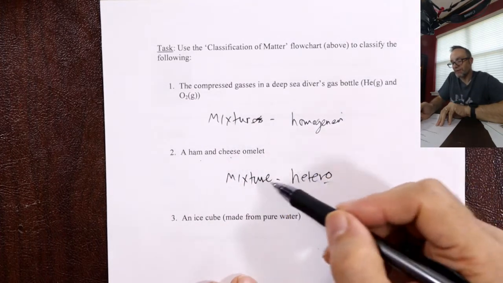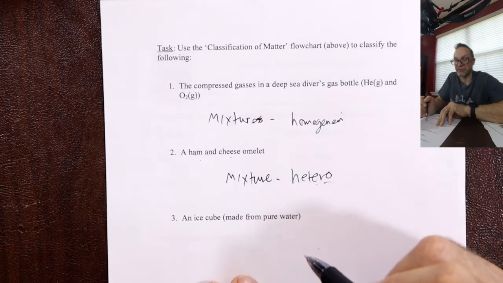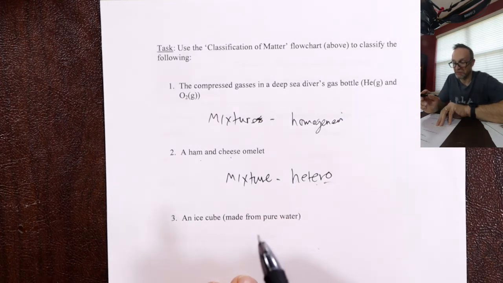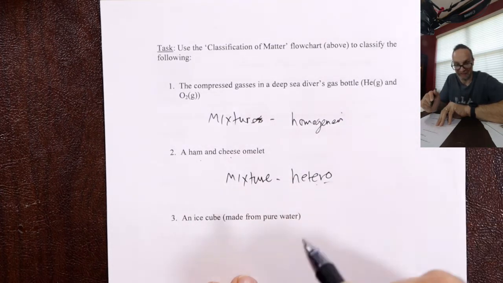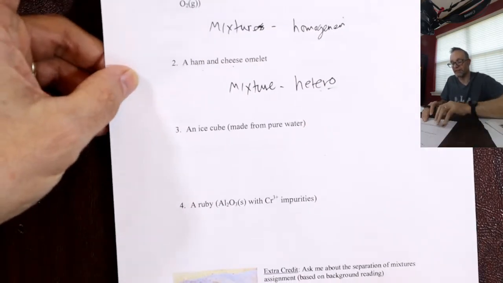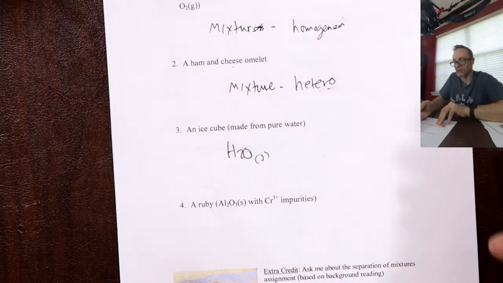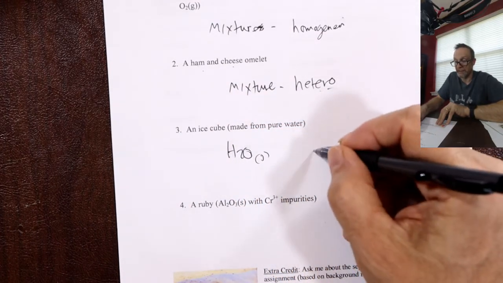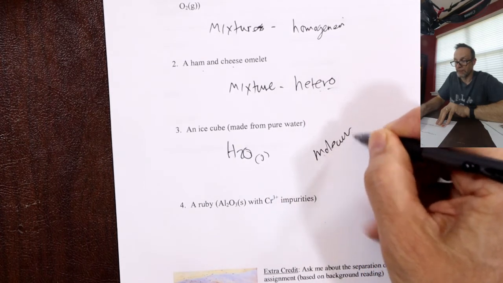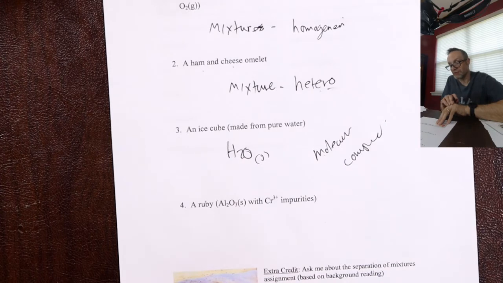How would you turn an omelette into a homogeneous mixture? How would you turn any food into a homogeneous mixture? Put it in a blender. So baby food is homogeneous. Grown-up food is heterogeneous. Ice cube, made from water, so that would be H2O solid as a chemistry code. So that's a molecular compound. Okay.